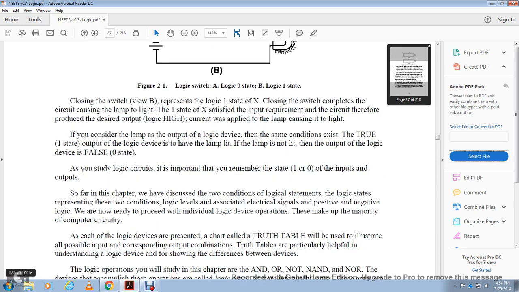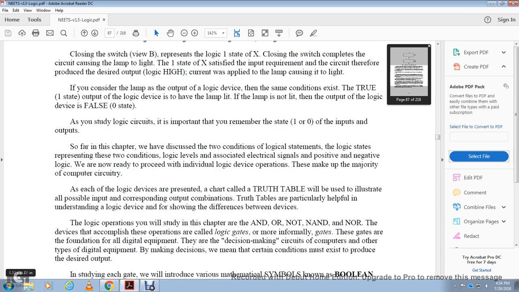These cover the majority of the computer circuits. Each of the logic devices is presented with a chart called the truth table, which will be used to illustrate each possible input with the corresponding output combination. The truth table is particularly helpful in understanding the logic device, showing the difference between the device and the logic operation.